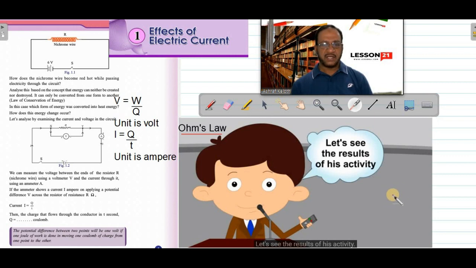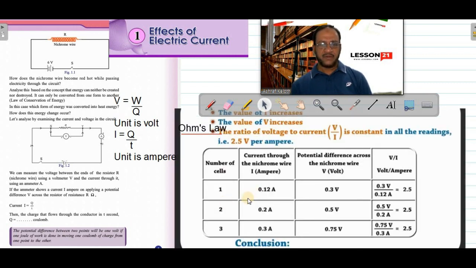Now we can see this in a table. This is the observation of the experiment. With one cell we obtain 120 milliampere, that is 0.12 ampere. Then 200 milliampere divided by 1000 is 0.2 ampere. Then 300 milliampere divided by 1000 is 0.3 ampere. And for one cell we got 0.3 volt. When it is two cells, 0.2 ampere, we got 0.5 volt. And for 0.3 ampere, we got 0.75 volt.